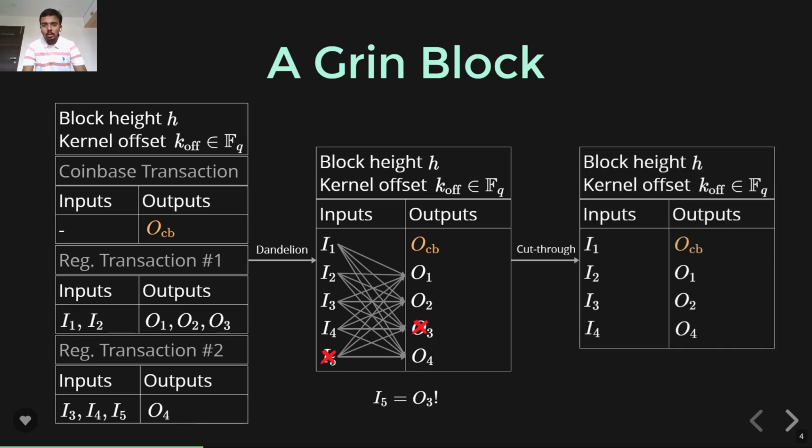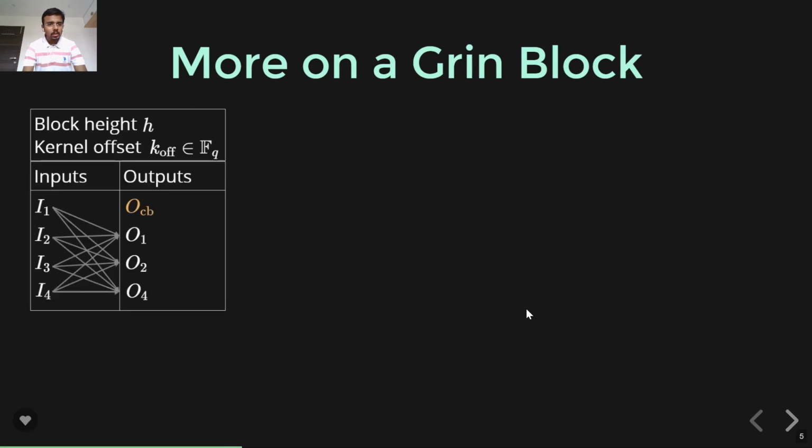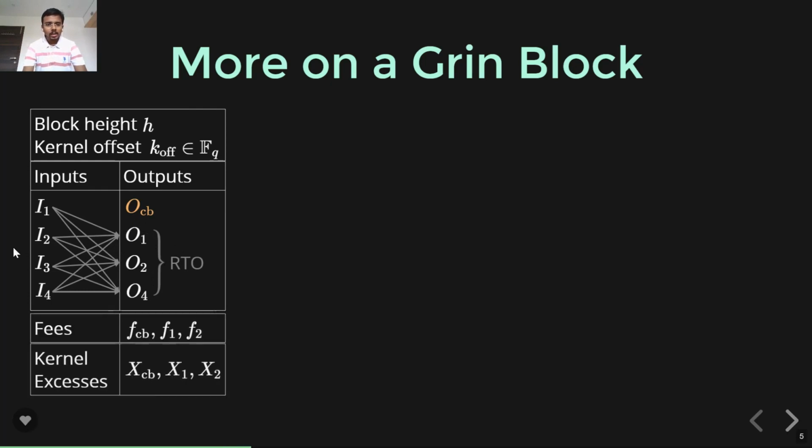After the cut-through, our simplified block will just have 4 inputs and 4 outputs, out of which one is a Coinbase output, and this block is added to the blockchain. We will talk a little more about the Grin block and its validation. Continuing our previous example, the outputs other than the Coinbase output are known as regular transaction outputs, or RTOs as an abbreviation. Each block contains n kernels where n is the number of transactions. We had three transactions for this block, one Coinbase transaction and two regular transactions.